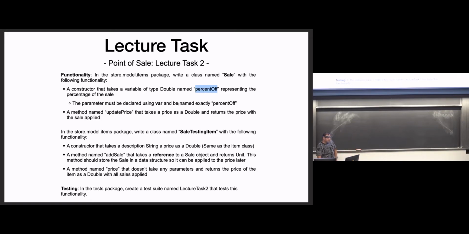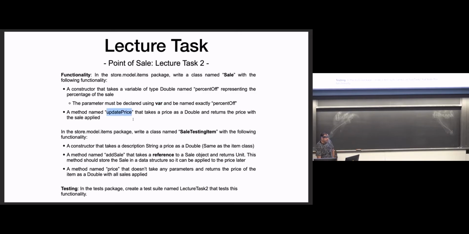So %off as a variable, highlighting var to make sure you remember in that constructor, use var there. This is something that can change. And in my testing, I'm going to change %off. I'm going to say, whatever sale object I created, dot %off equals, and then some value. So that can change. It is a var.